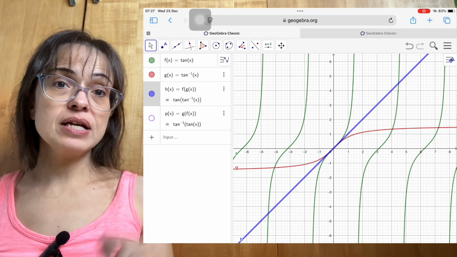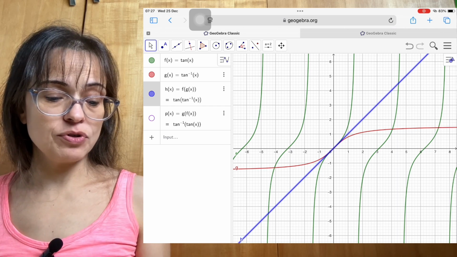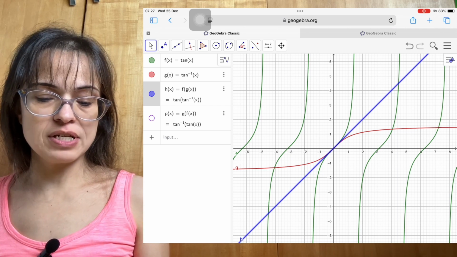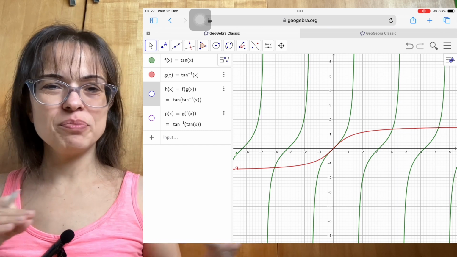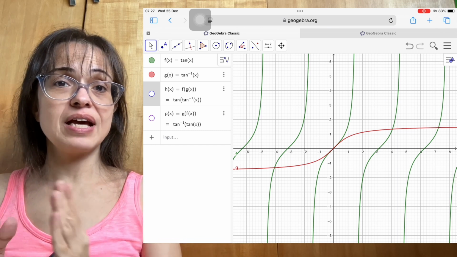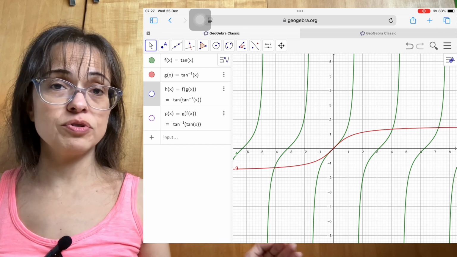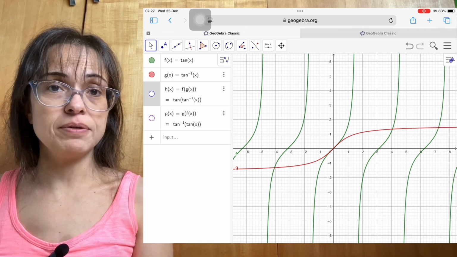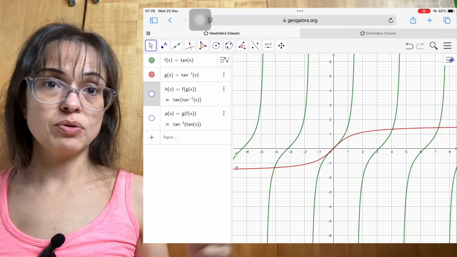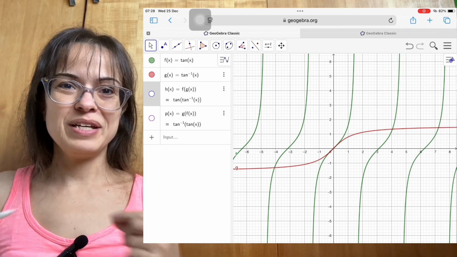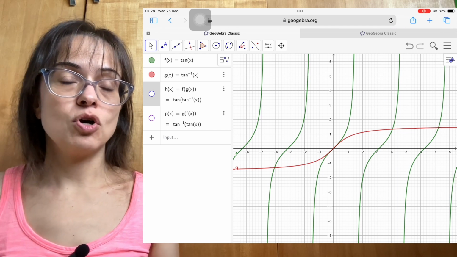But when I put the tangent inside, it's going to be a little different because the domain of tangent does go all the way from -infinity to infinity, but it has all of these points along the way that are not included in the domain, which are the values where it has the vertical asymptotes. So there should be gaps in the function that is the composition.